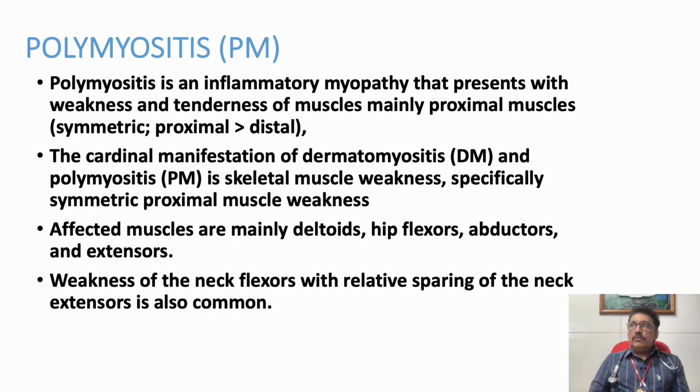Now, the main group of muscles involved in polymyositis is the proximal large muscles: deltoids, hip flexors, abductors, extensors of the hand and leg. Sometimes weakness of neck flexors also can be seen. So, patient will have difficulty in sitting up and head may fall backwards. All these things can be seen in many patients. Flexion of the neck will be difficult, whereas extension may not be involved.